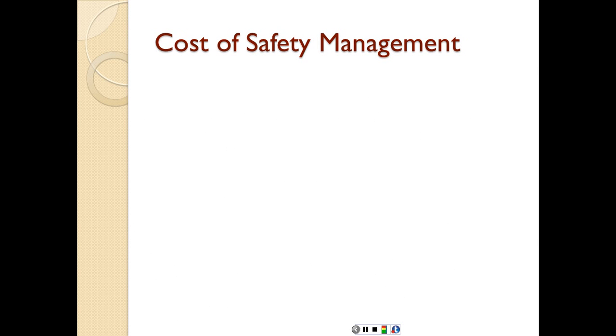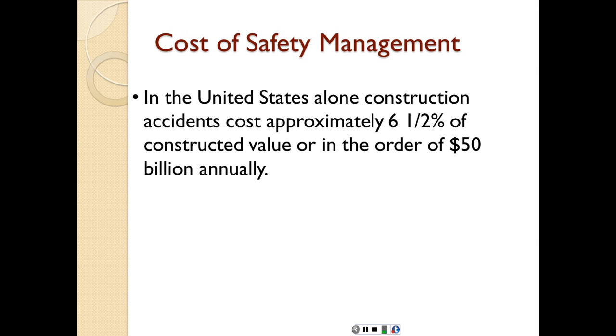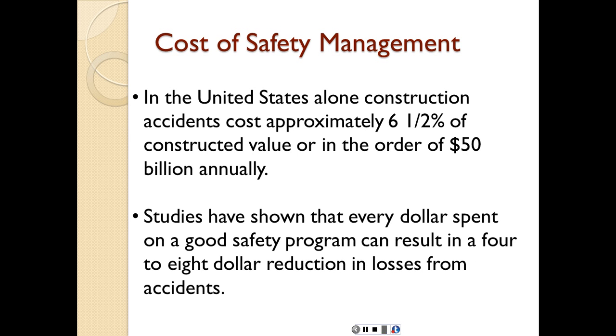What's the cost of safety management? In the United States alone, construction accidents cost approximately 6.5% of constructed value, and that by itself is about $50 billion every year, a huge amount resulting from these accidents and incidents. Studies have shown that every dollar spent on a good safety program can result in a $4 to $8 reduction in losses from accidents. So we have a return on investment of 400% up to 800% or even more than that as well.